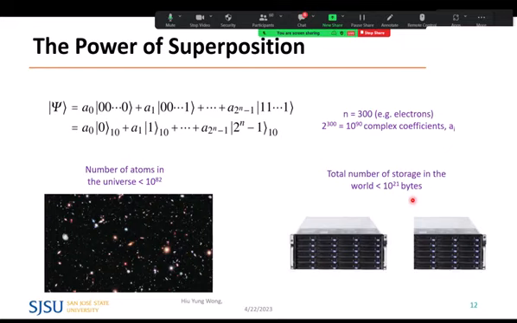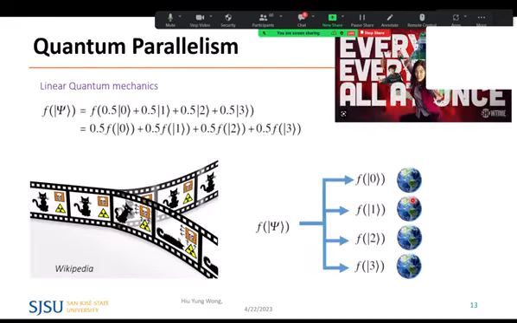So this one did not tell you much, but at least it tells you that quantum mechanics is very enormous. By just having 300 electrons, it contains a lot of information. That is the power of superposition. Well, then what can we do with that?